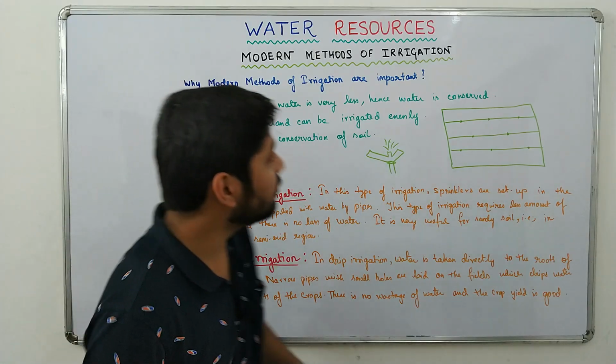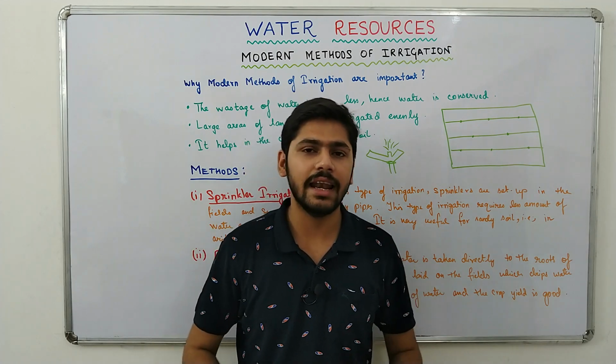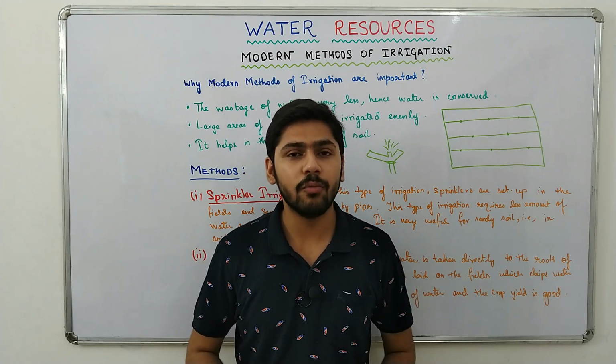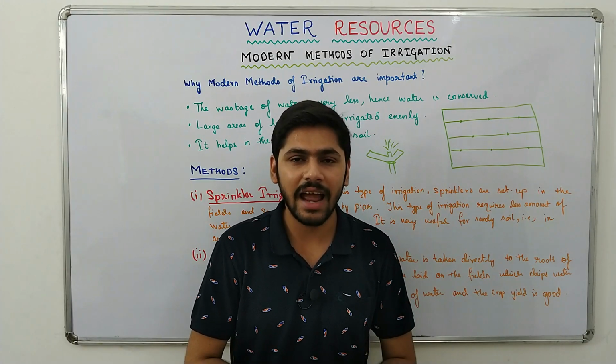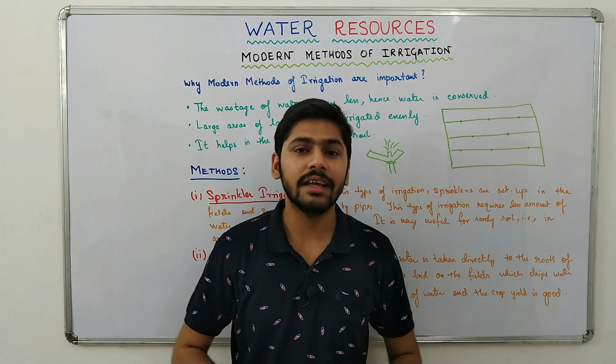Now guys, with the end of modern methods of irrigation, what I'll do is I'll end this video over here. The remaining portion of this chapter, that means water conservation, the need of water conservation and rainwater harvesting, will be covered in the next part.